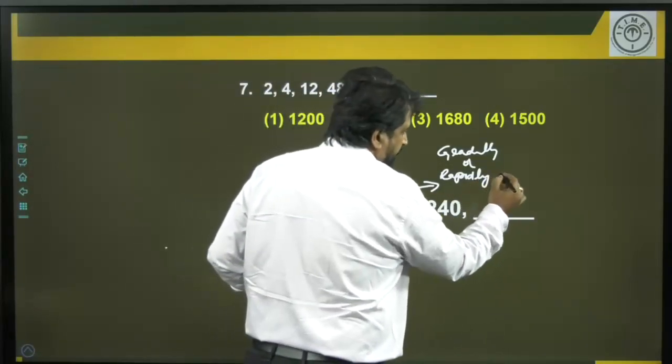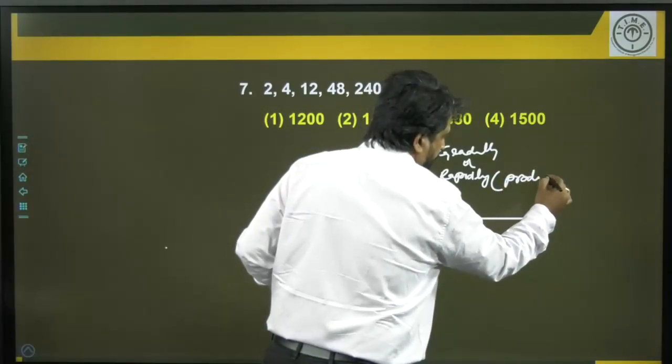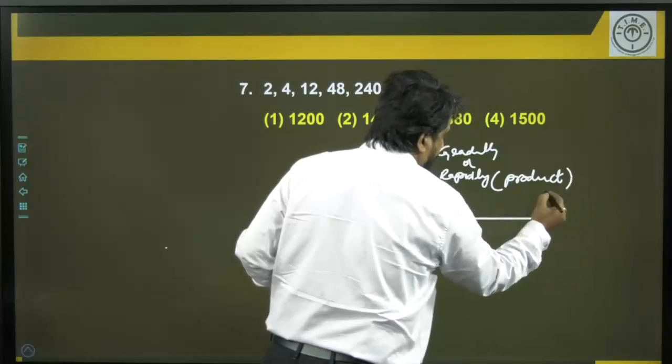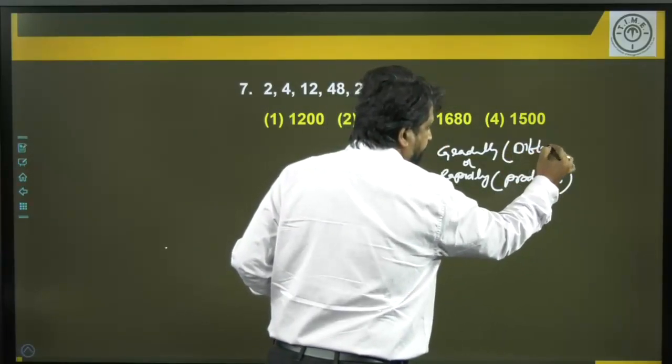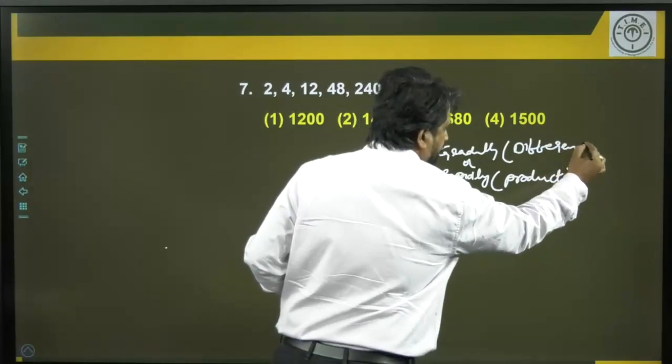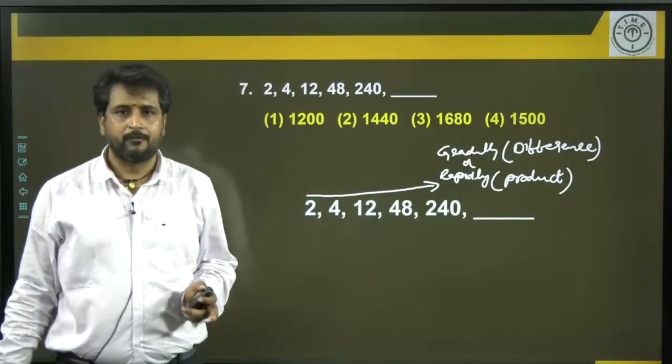If it is increasing rapidly, then the logic we apply is product logic, multiplication. If it is increasing gradually, we will apply difference logic.